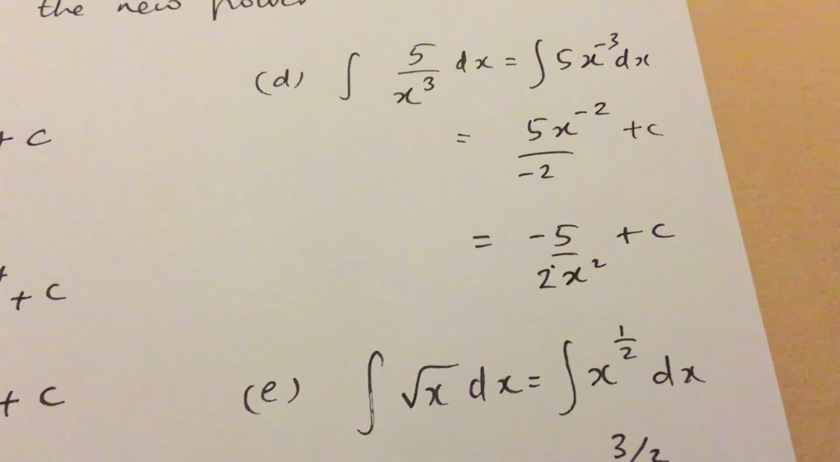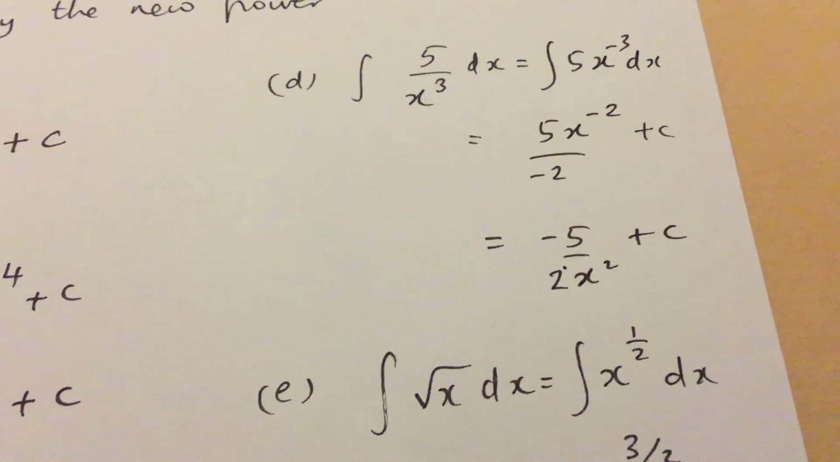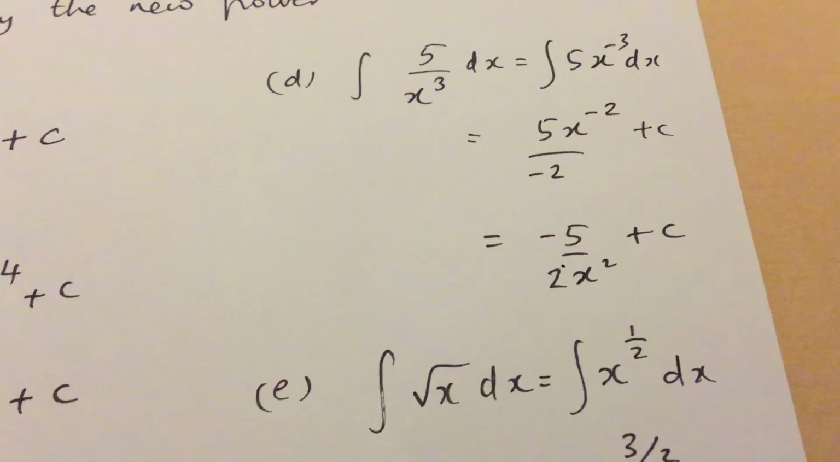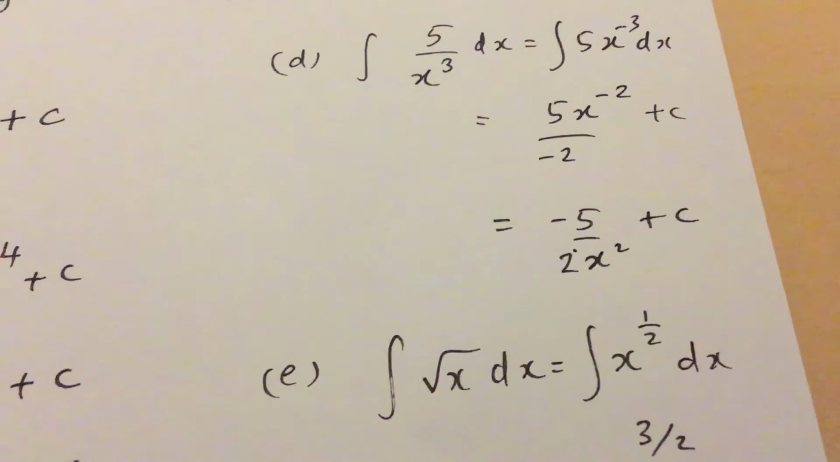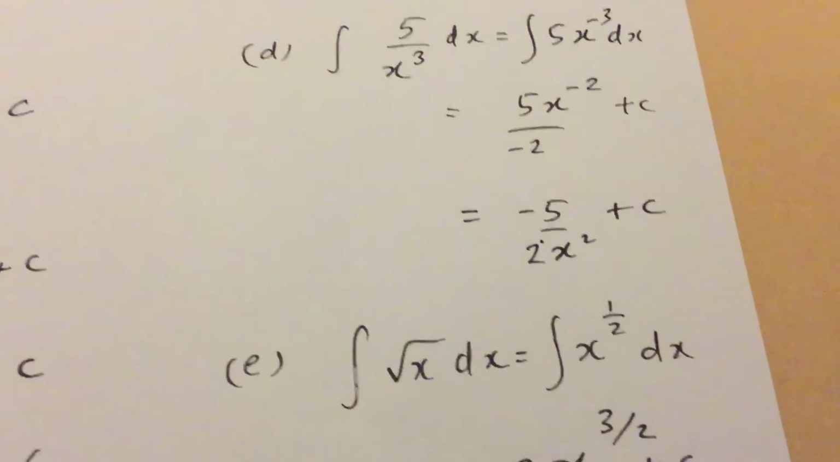So the x to the negative 2 goes down, and the negative 2, you can write the minus on the top or at the front, or just leave it down there. It's still the same thing.